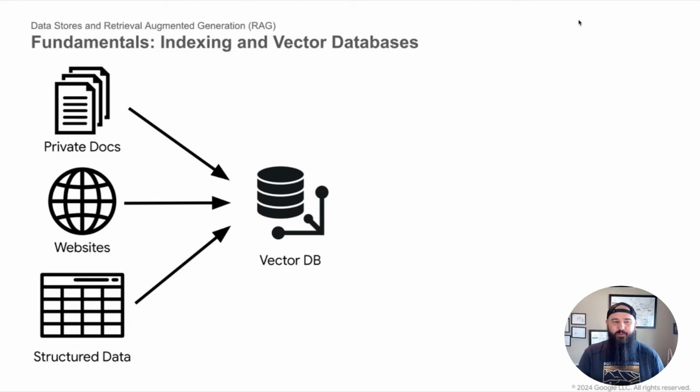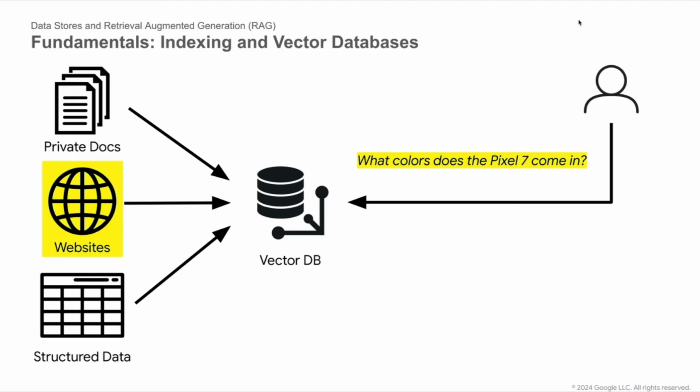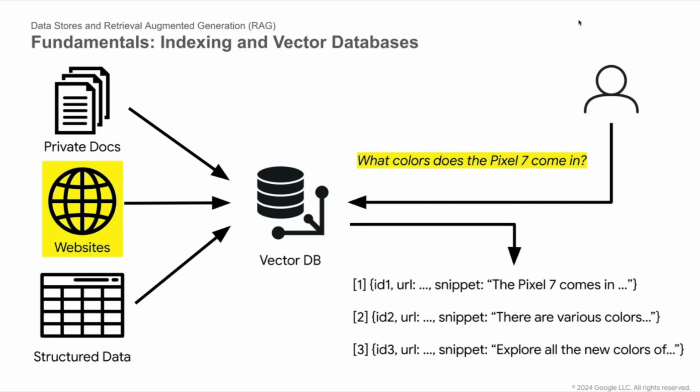With RAG, essentially what we're doing is we're taking private documents, structured data, website data. We're creating embeddings. We're storing it in a vector database. We're allowing users to then send a query. That query does a semantic search and match. It finds the best source, and then it returns some information back to us.